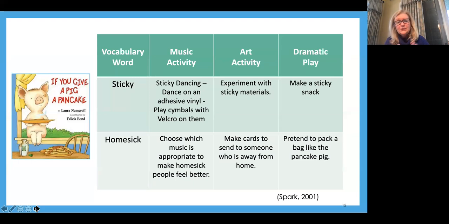And so this was actually from a project that we had years ago, where you would read the same book for a week, but every day you would pull out a different vocabulary word or a different theme from that book, and you would build on that. So just two examples here, like sticky and homesick. And then doing music activities, you would do something related to that vocabulary word during art, during dramatic play, outside. So lots of opportunities for children to understand what that word is.